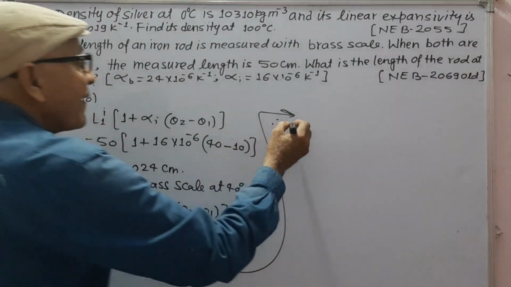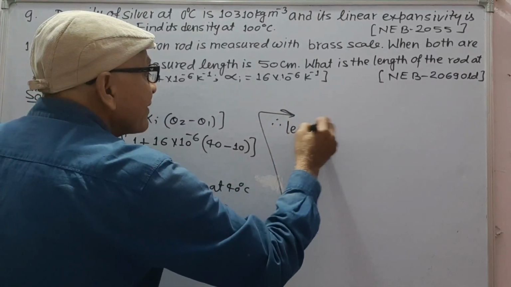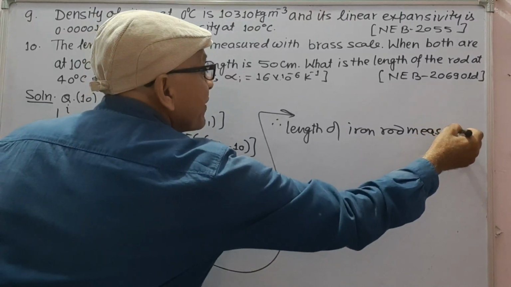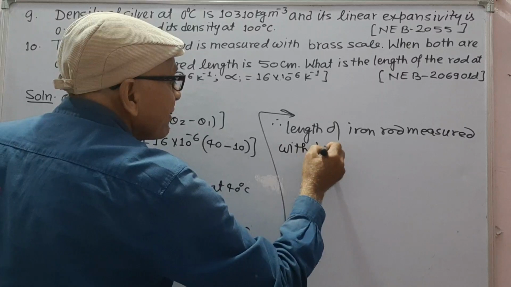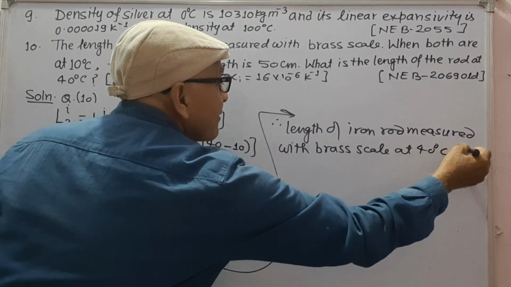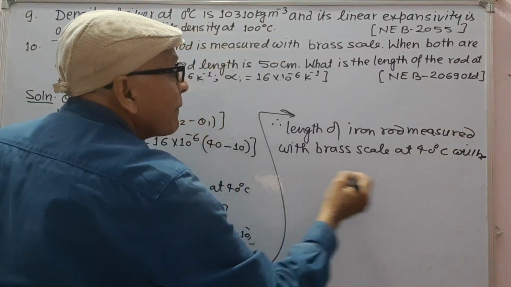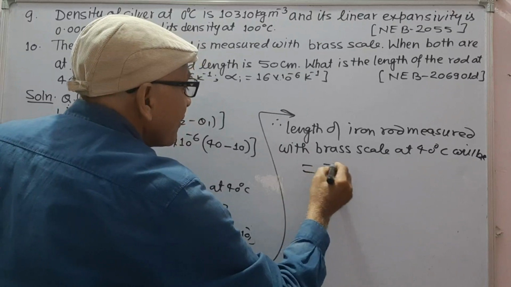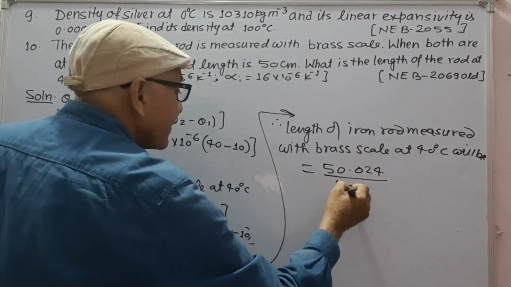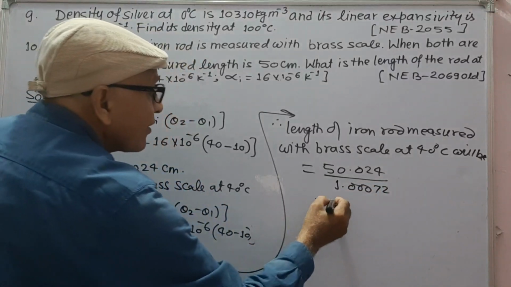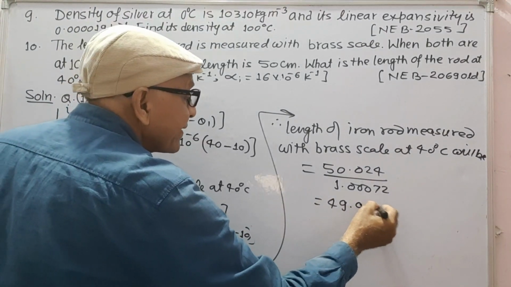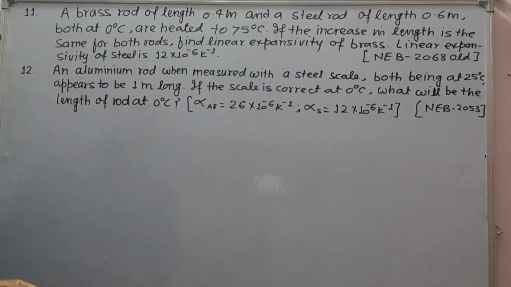Therefore, length of iron rod measured with brass scale at 40 degree Celsius will be equal to 50.024 divided by 1.00072, that is 49.988 cm.